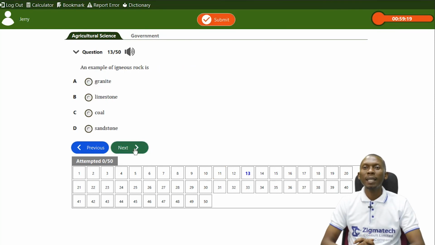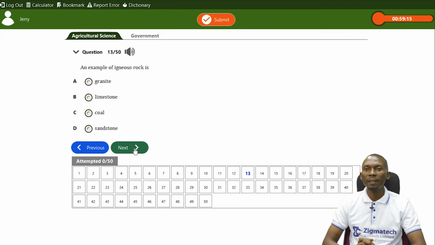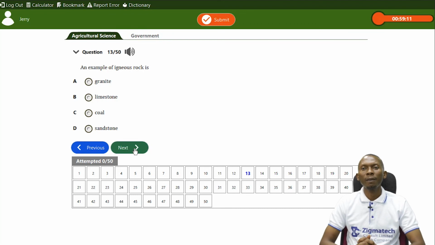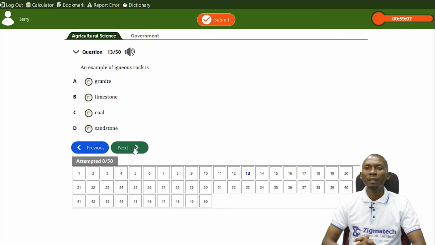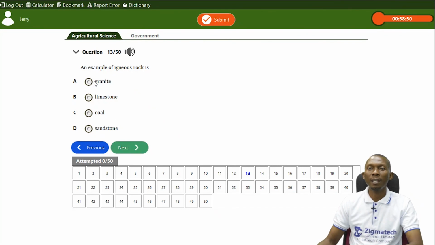Okay, this question says an example of an igneous rock is A, granite, B, limestone, C, coal, and D, sandstone. The answer here is granite. Granite is an intrusively formed igneous rock. Limestone is a sedimentary rock, coal is sedimentary rock, sandstone is a sedimentary rock. So the answer is A.